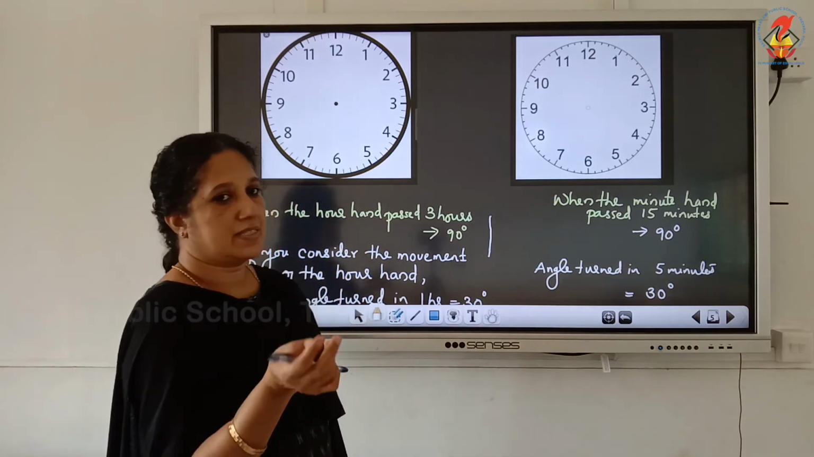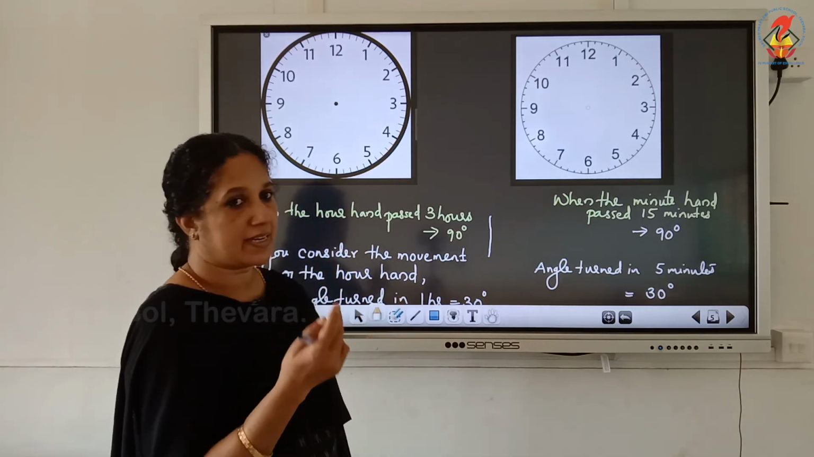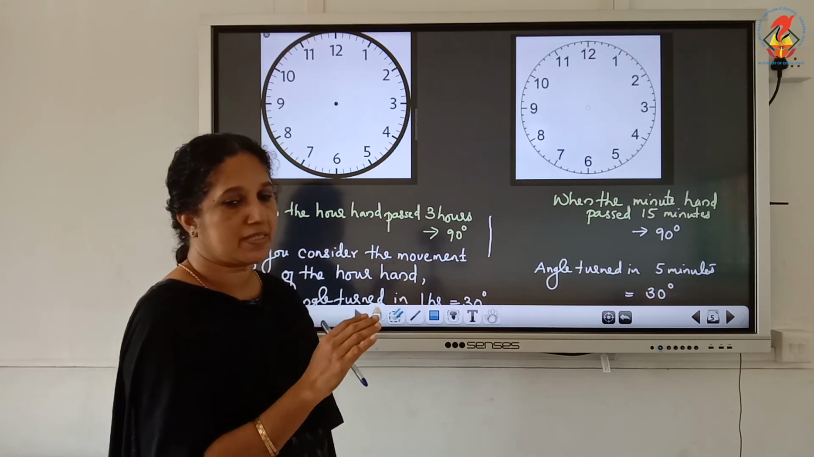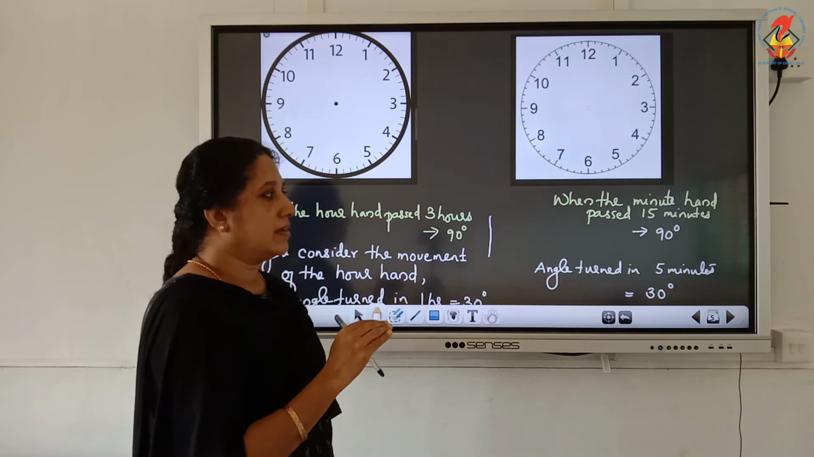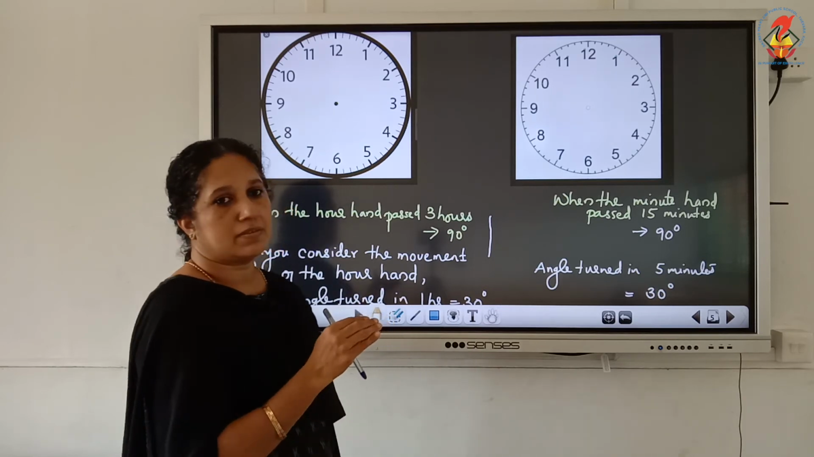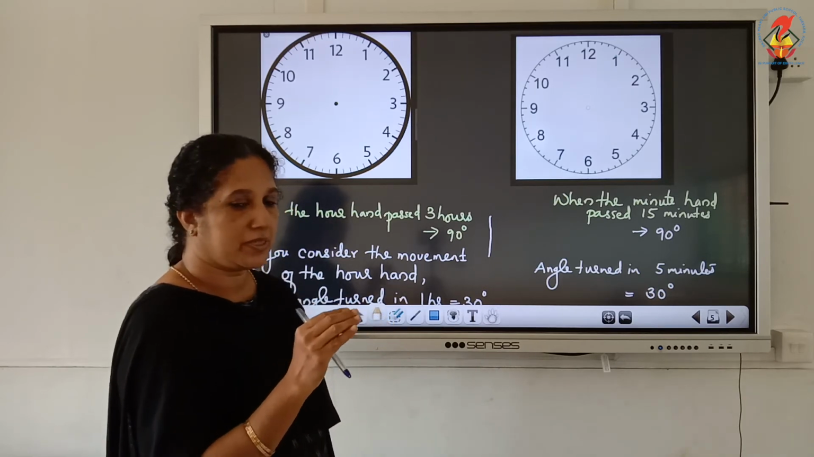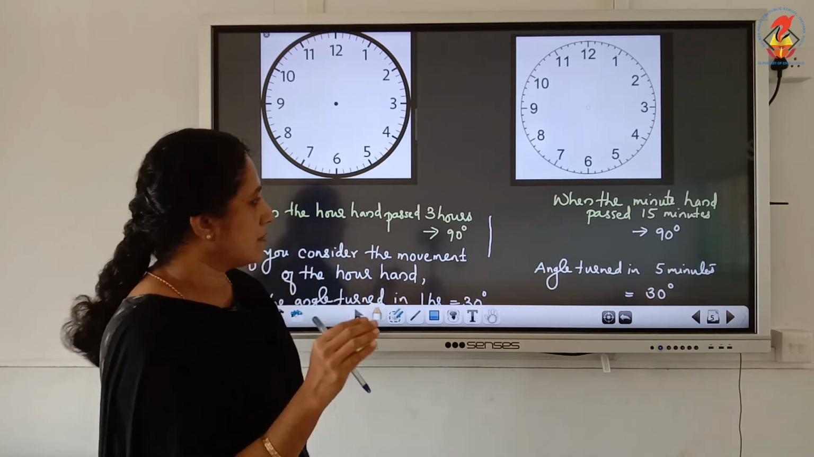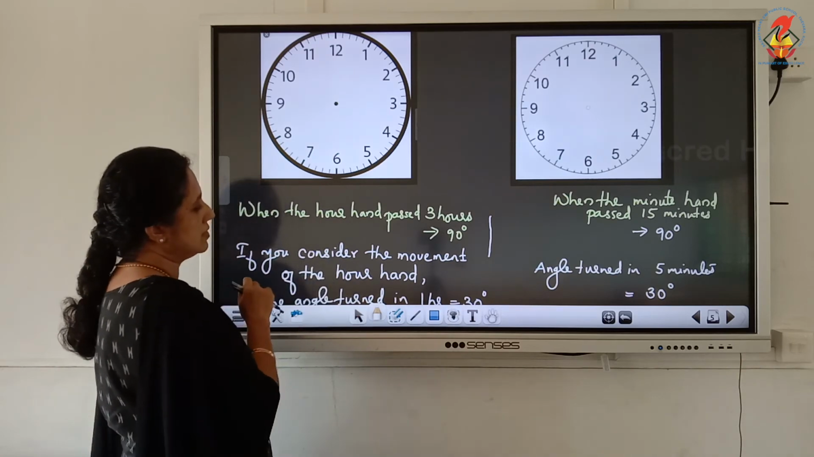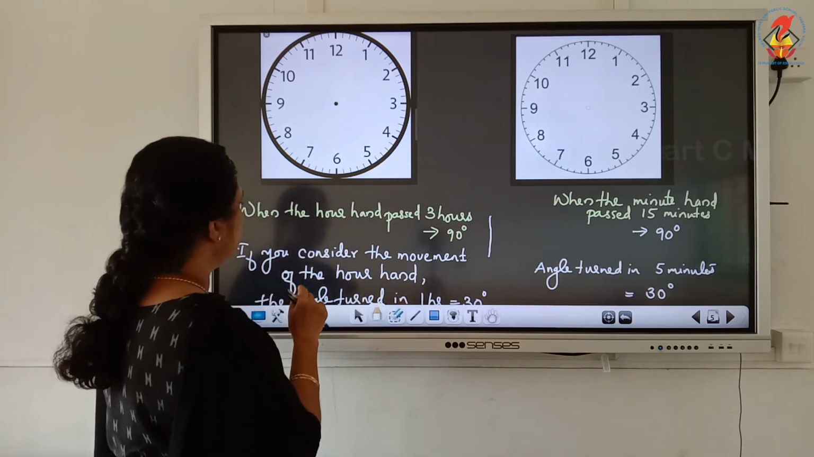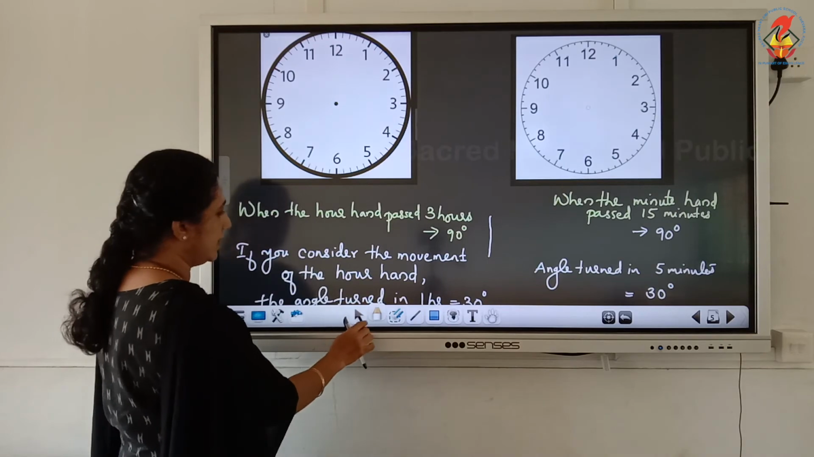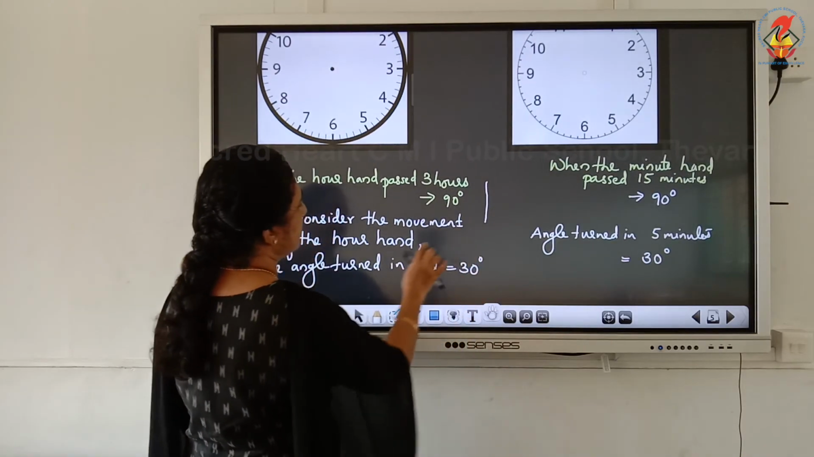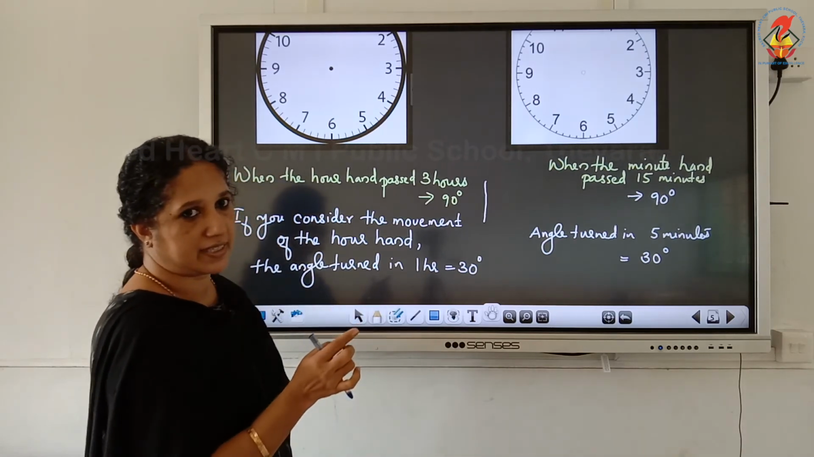Now here we will consider the movement of the hour hand, and we can consider the movement of the minute hand also. In the previous section, we took it in general only. Suppose the hour hand of a clock moves, then if you consider the movement of the hour hand, the angle turned in 1 hour is 30 degree.